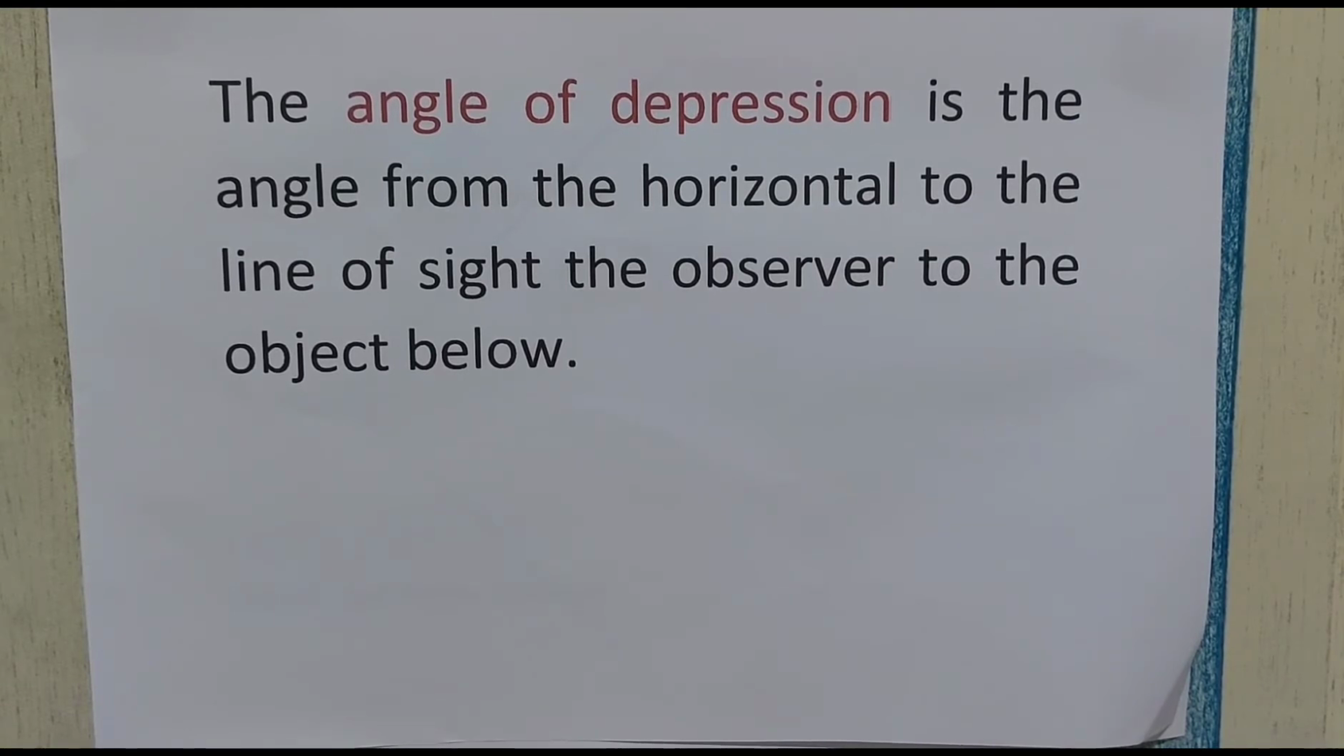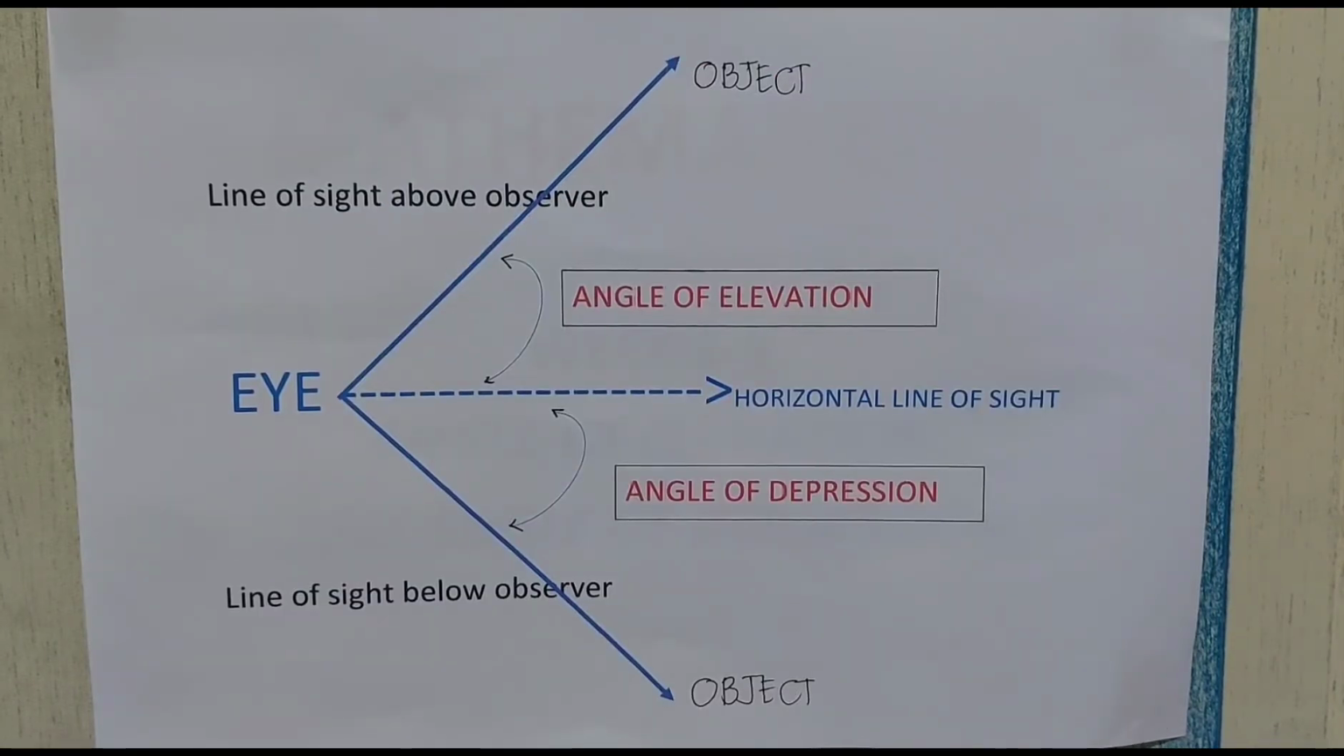The angle of depression is the angle from the horizontal to the line of sight of the observer to the object below. Again, if you look down, that is the angle below your horizontal line of sight, which we call angle of depression. I hope the angle of elevation and angle of depression are clear now. If you look up, elevation. If you look down, depression. So, angle of depression.